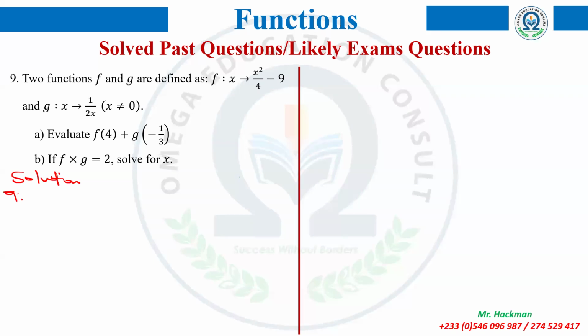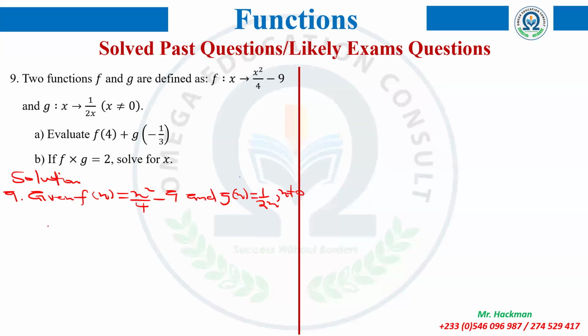You extract the function. They came in the mapping form, but don't worry. Okay, we know how to extract. So f of x is equal to x squared over 4 minus 9, not a pretty function, but don't worry. And g of x, you are told, is equal to what? 1 over 2x. But what's the condition? x not equal to what? 0. Okay, that's what we have.